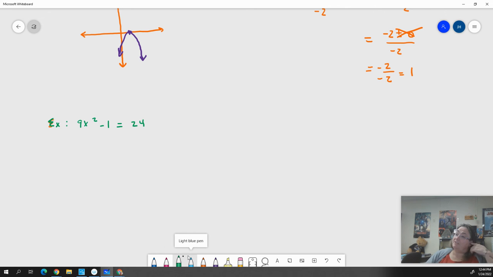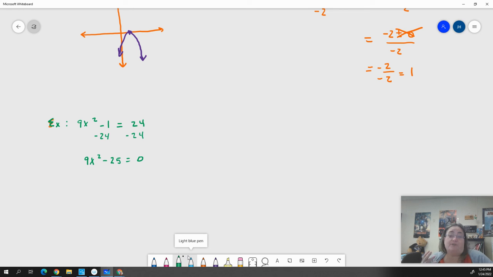Now notice there's no x term. If we wanted to, we could use square roots to solve this. But because we're working on the quadratic formula, we're going to go ahead and use the quadratic formula to solve it. And so like before, we're going to move over this 24 so that we're set equal to 0. We're going to do that by just subtracting 24 from both sides. And we wind up with 9x squared minus 25 equals 0.